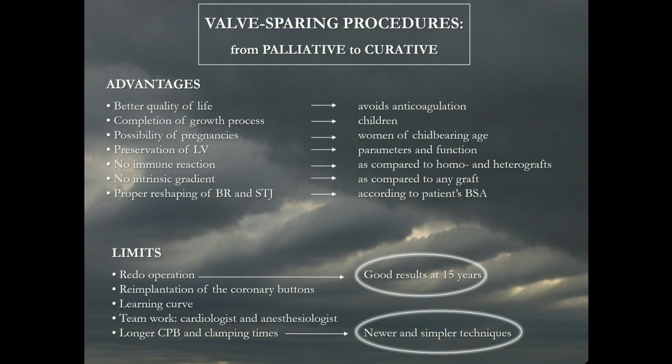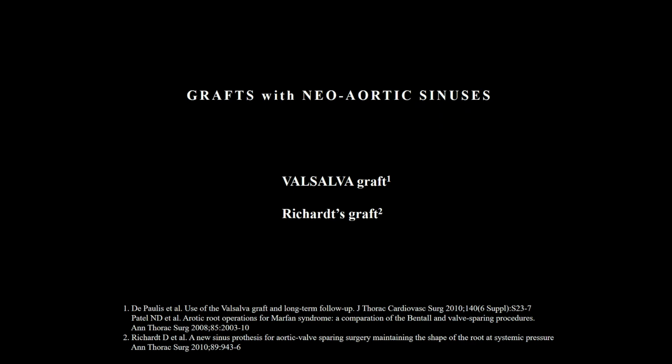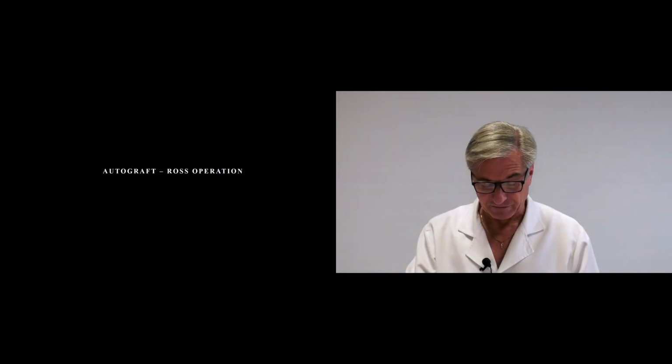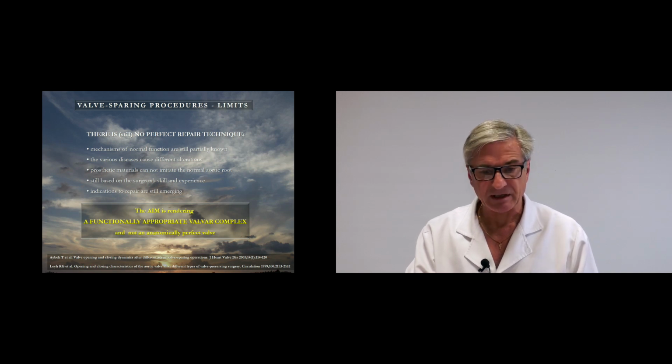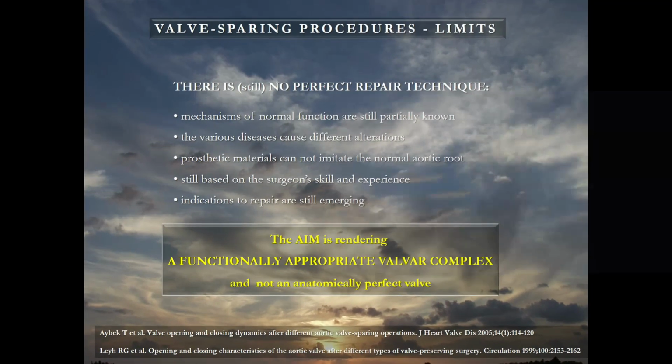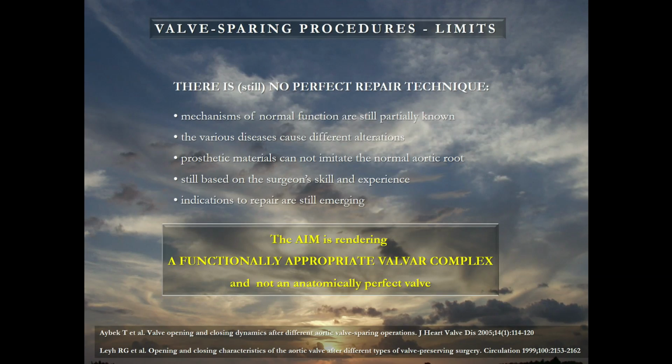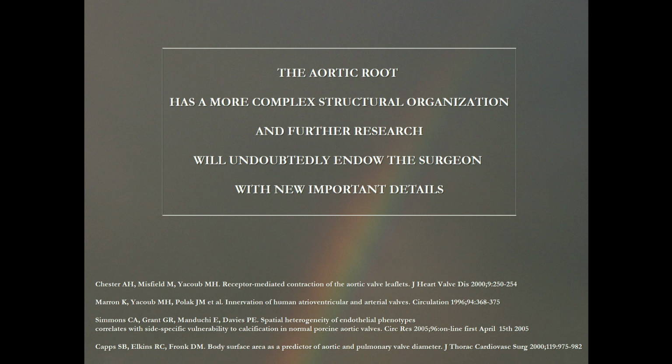The advantages of the valve-sparing operations are evident and well known, with improved outcomes and results at 15 to 20 years comparable or even better than valve replacement techniques. The valve-sparing operations cross over from palliative to curative. The development of new types of prosthesis continues, while in some patients the Ross operation remains a good alternative. Evidently, there is no perfect repair technique, as no operation can recreate an anatomically perfect valve, but a functionally appropriate valvular complex. The aortic root has a more complex structural organization, and further research will undoubtedly endow the surgeon with new important details.